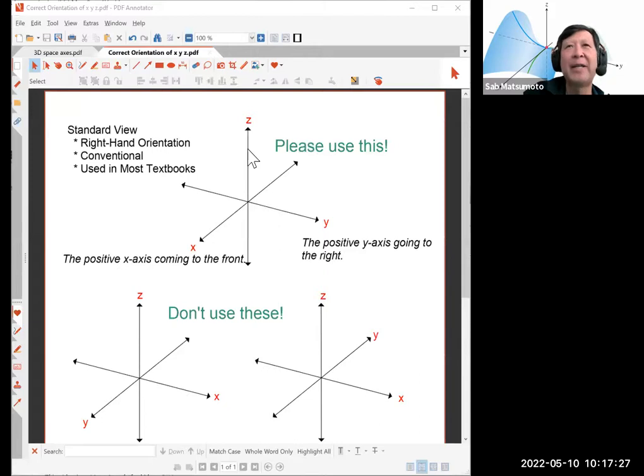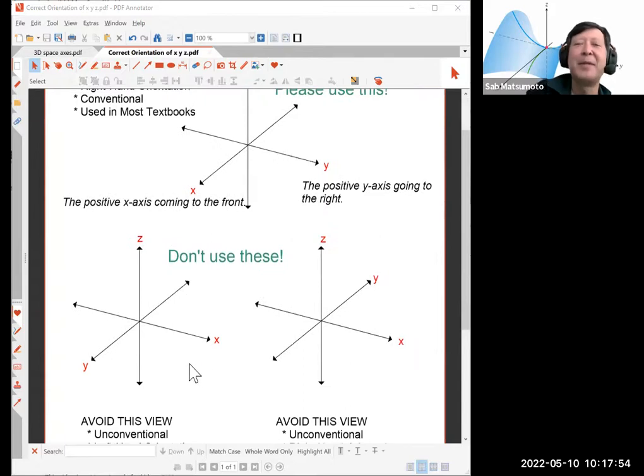It's called the right hand orientation, because if you use your right hand, and if you try to wrap your four fingers from the positive X to the positive Y direction, sort of this way, the thumb of your right hand will point toward the Z axis. It is called the right hand orientation. It is the conventional way to draw a picture. And pretty much every book uses this right hand orientation.